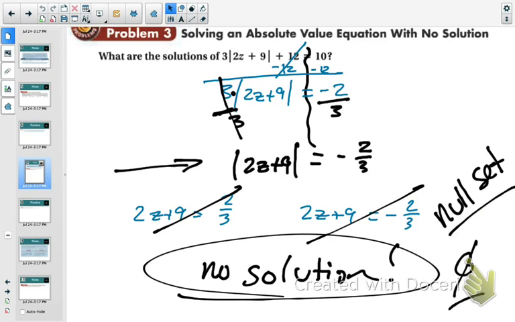Okay, so whenever your absolute value, the whole absolute value piece, equals a negative, it's no solution. So you don't even have to set up the two equations. If this was a positive 2/3 at this point, then you would go ahead and set up the two equations, 2z plus 9 equals 2/3, and 2z plus 9 equals negative 2/3. But because it was negative, it is indeed no solution.